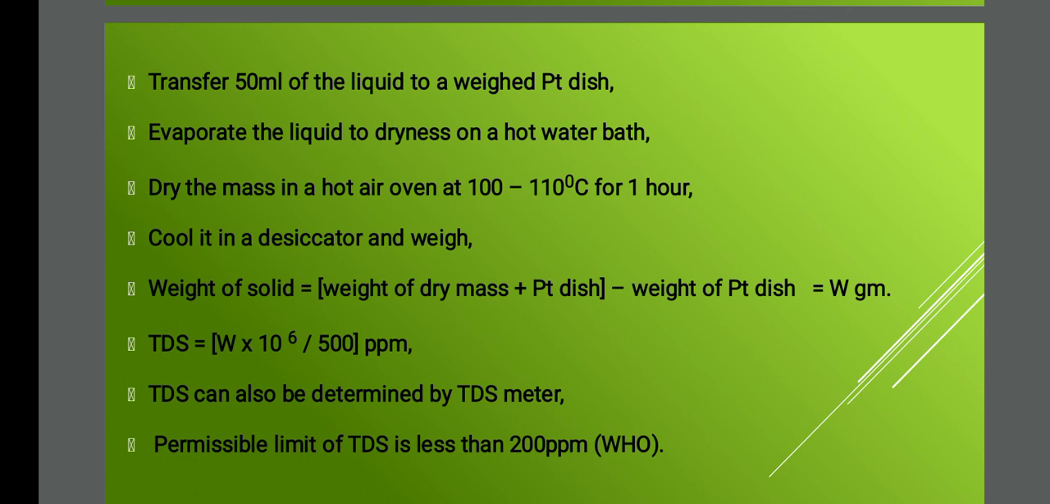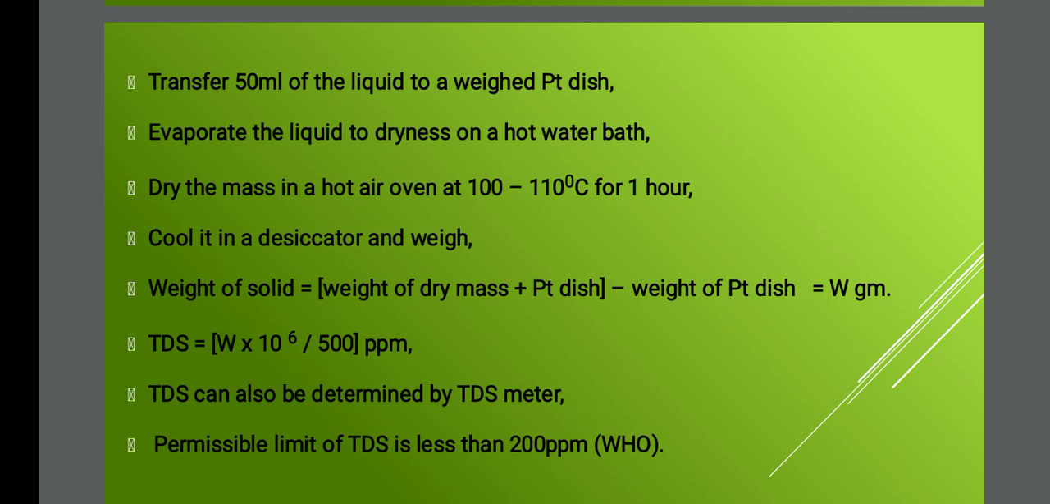You filter it in a Whatman 40 filter paper. After filtering, you take the filtrate and evaporate to 100 ml. Then from that you take 50 ml of the sample in a platinum dish. Then you have to evaporate it once again to dryness in a hot water bath. After evaporating to dryness, you keep it in a hot air oven for about 1 hour to a temperature of about 100 to 110 degree centigrade. Then you have to cool the platinum dish and weigh the sample.